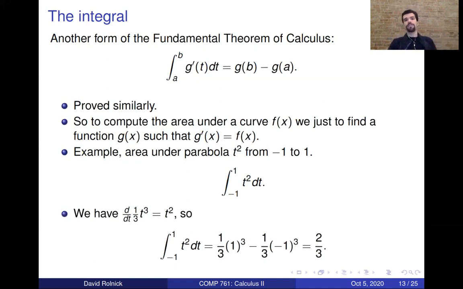And we can find a function whose derivative is t squared. We know that t cubed has derivative 3t squared, so 1/3 t cubed is going to have derivative just t squared. So in that case, we can just plug it in up here. g of t is 1/3 t cubed. So we have 1/3 t cubed evaluated at 1 minus 1/3 t cubed evaluated at negative 1. And so that's 2/3. Are there any questions?